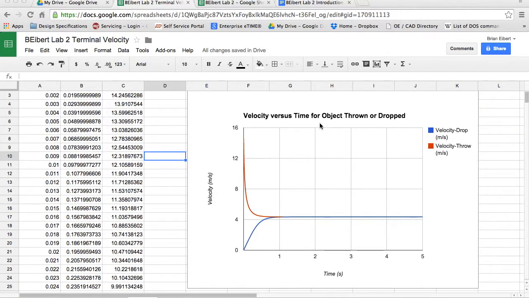We'll now see a graph of velocity versus time for an object thrown or dropped, and that'll go right along with our terminal velocity from the previous step. We'll see that the drop actually increases in velocity and then over time levels off, and the thrown object decreases in velocity over time, but then also levels off to approximately the same velocity. This shows us that there is a terminal velocity for both dropped and thrown objects.